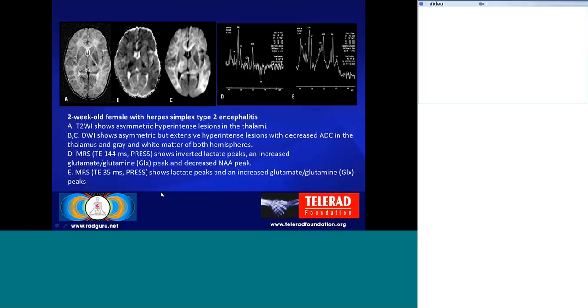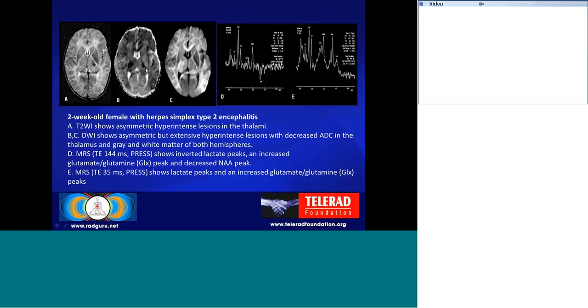So you should be very careful in interpreting the MR images, because in most cases in the early stage, the MR features may be negative. It's like this patient, there is very slight abnormality. You can see the asymmetrical hyperintensity in the thalamus. And in encephalitis imaging, we always do diffusion weighted imaging.